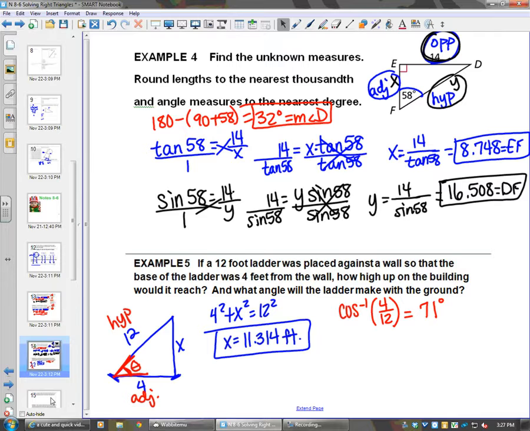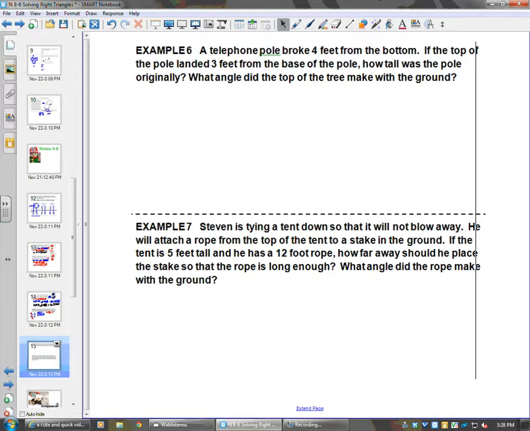All right, now the picture on the next example is a little difficult, so let's all make sure we're on example 6. Okay, it says a telephone pole broke 4 feet from the bottom. So here's the bottom of the telephone pole. It broke 4 feet up. So here we go, the pole's broken, and it fell over. Okay? Y'all picture that?